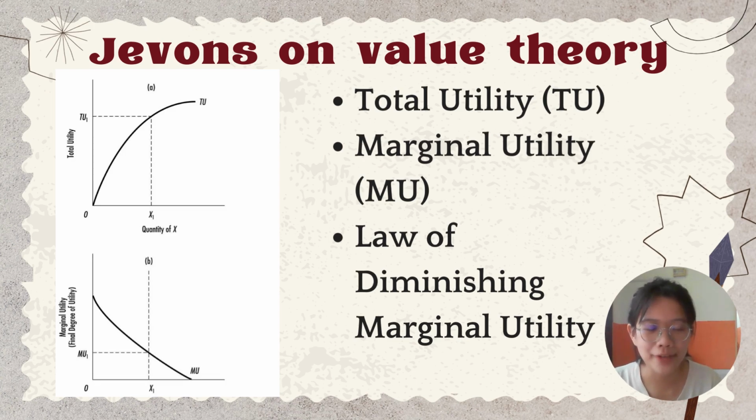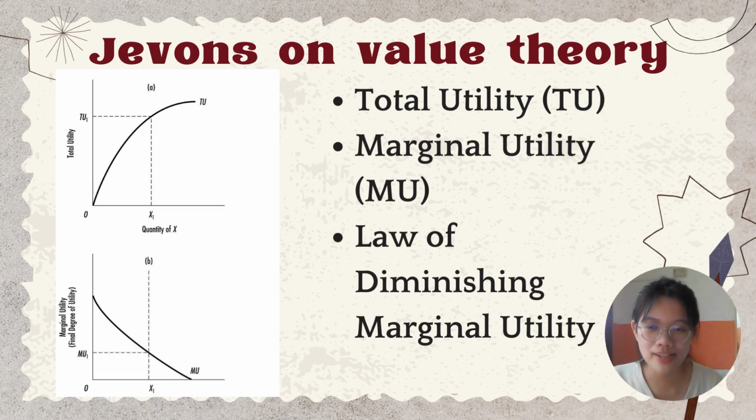Now let's look at the graph at the top. The vertical axis measures total utility, or TU, whereas the horizontal axis measures the quantity of X consumed. TU rises when the quantity of X increases. However, if you look closely, TU is increasing at a diminishing rate, which means a successive unit of X will add less to total utility than the previous unit.